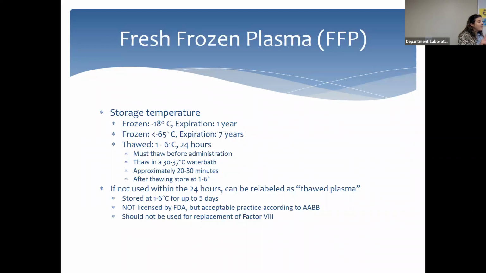However, you guys will learn FDA and AABB kind of have some conflicting standards, all right? FDA does not approve that. However, AABB says it's okay. So. Is it a different set of uses then?